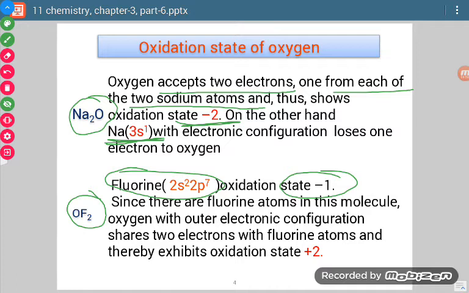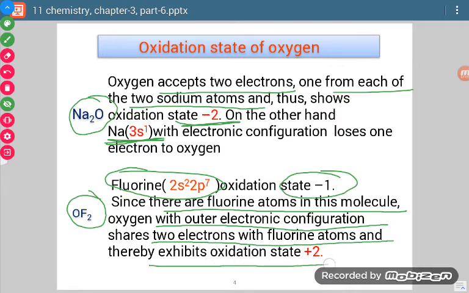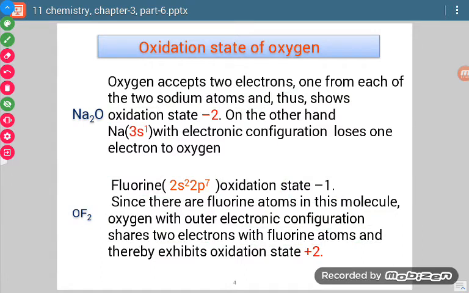Okay. Now in this case there are fluorine atoms in this molecule. Oxygen with outermost electronic configuration shares 2 electrons with fluorine atoms and thereby exhibits oxidation state of +2. Okay, so what happens in this case? Fluorine is more electronegative. Okay, so one rule is there. From that we can make it more clear that more electronegative atom will have negative charge, negative as oxidation state. Now fluorine is the most electronegative element of the periodic table.